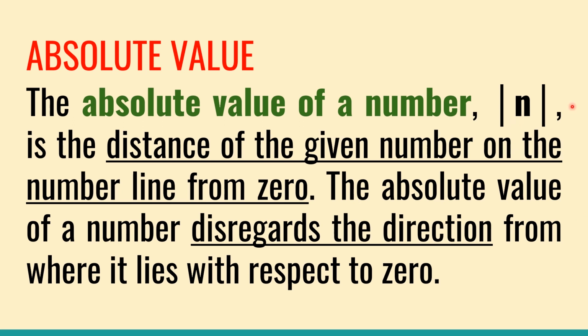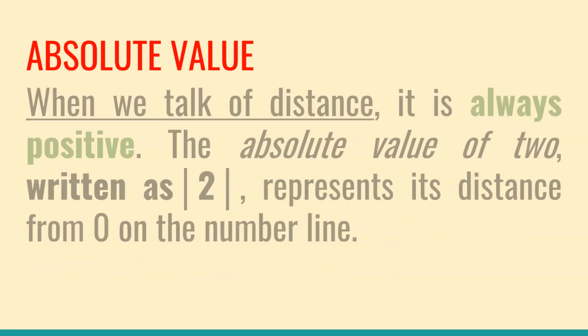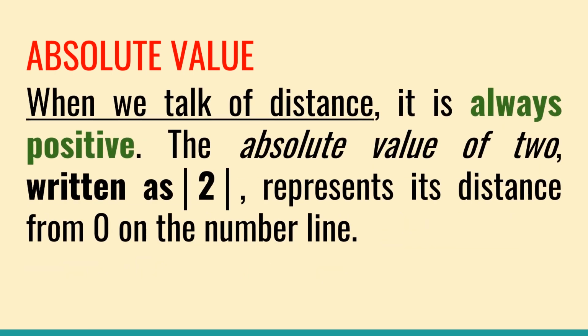Ang n na nakakulong sa bar ang simbolo ng absolute value. N represents any number. Maaari itong positive o negative integer. Ang absolute value ay tumutukoy sa layo o distansya ng isang number sa number line mula 0. Tandaan na sa kahit anong direksyon ay maaaring magamit ang absolute value. When we talk of distance, it is always positive.